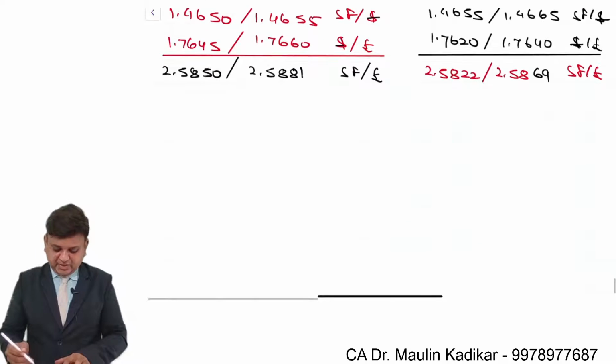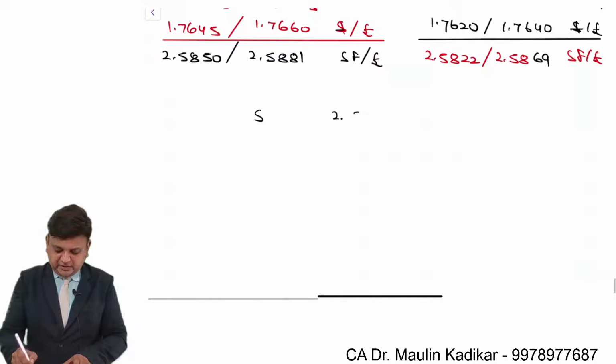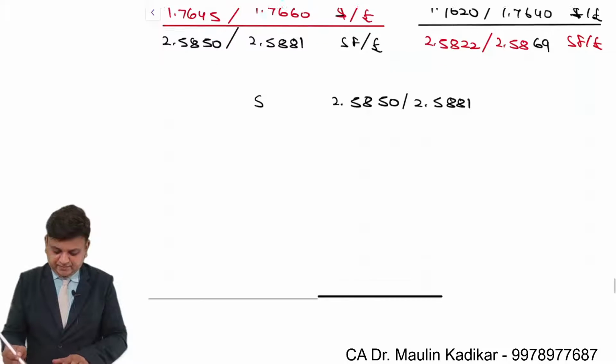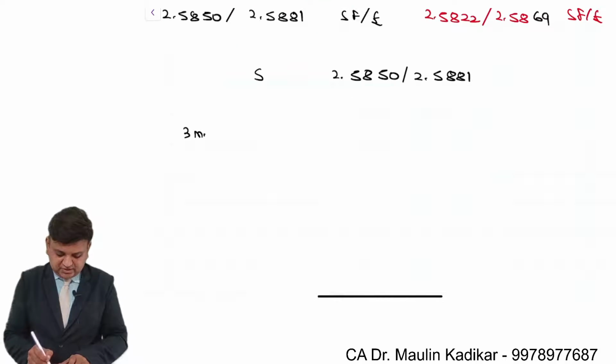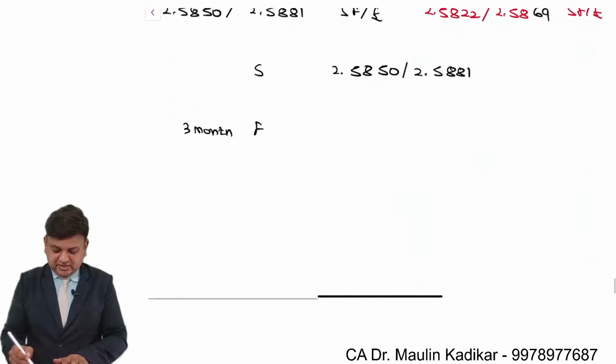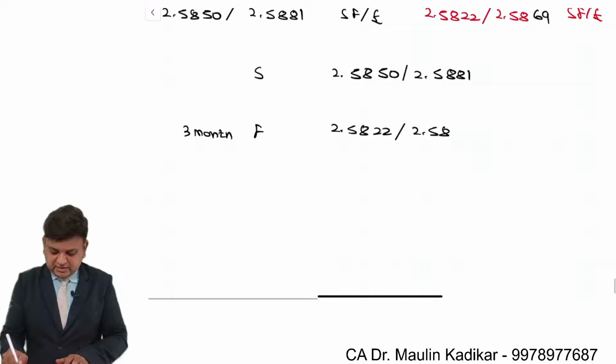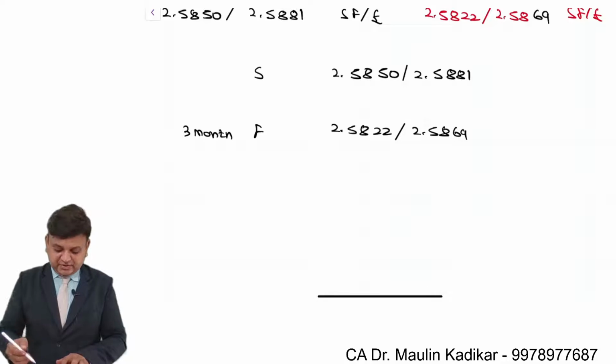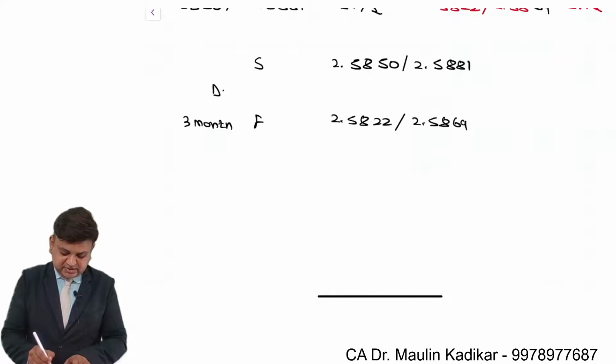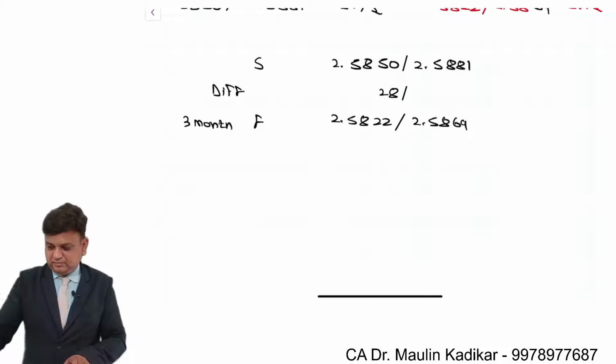Okay. So we got the spot exchange rate 2.5850 slash 2.5881. 3 months forward exchange rate 2.5822 slash 2.5869. So we'll compute the difference, and the difference is over here 28 slash 12.